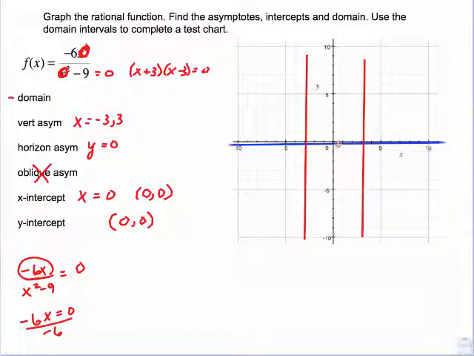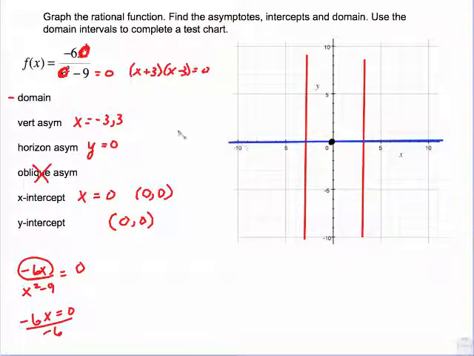Let's pull that up a little bit. I have an x-intercept and y-intercept right here at the origin. It is possible for the graph to cross the horizontal asymptote. It cannot cross the vertical asymptote. So I have this so far. There's nothing else here that I can graph. I can go ahead and name the domain.